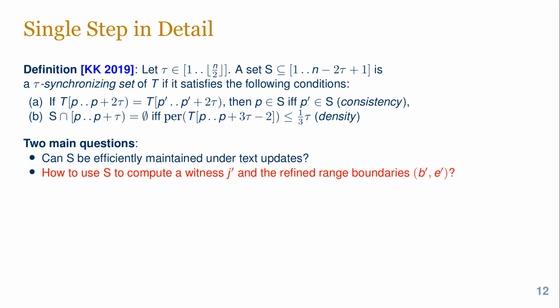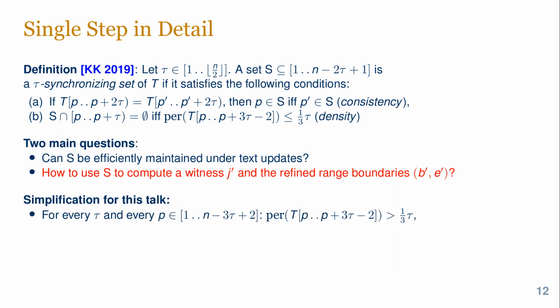Let us move to the second question, namely how to use S to efficiently compute a witness j' and the refined range boundaries B', E'. In this talk, we make the following simplification. We assume that for every tau and every position p between 1 and n-3 tau plus 2, the shortest period of the substring of length 3 tau minus 1 starting at position p is greater than tau over 3. This way, the density condition simplifies to stating that there is at least one position from S in every window of length tau. This significantly simplifies the algorithm.